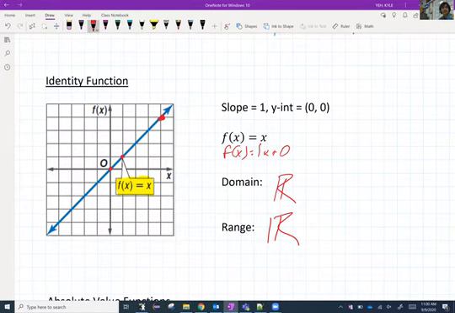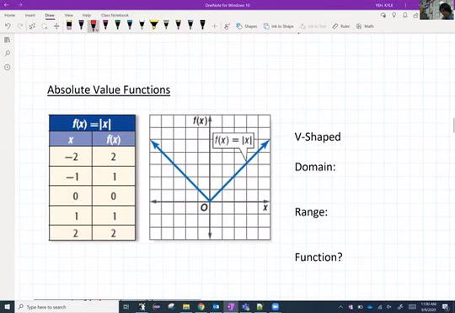Okay, so identity function is another quick one. Domain, all real numbers, range, all real numbers. It always is just that diagonal line, slope of 1, going straight through the origin. 3 down, all of a sudden, 3 down, 2 to go. Let's talk absolute value functions.